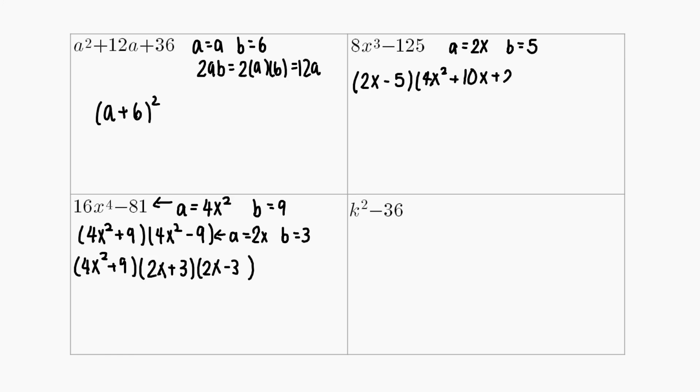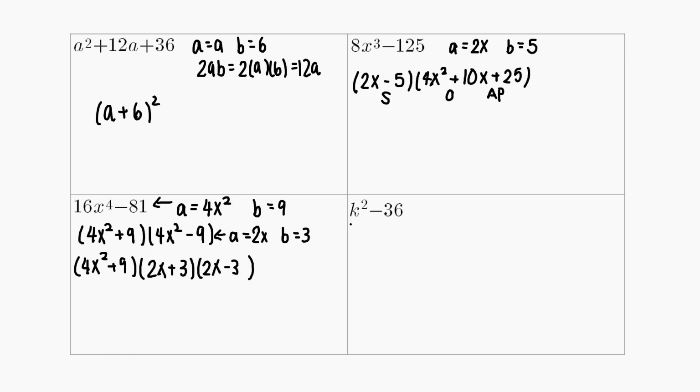plus 25. And let's check our signs. SOAP. So same, so negative, negative. Opposite. So this should be a positive. And always positive. So this is plus.